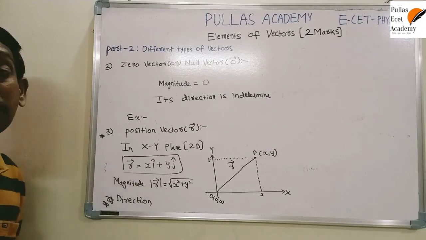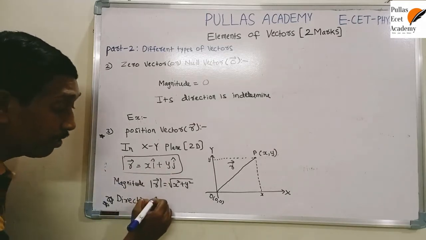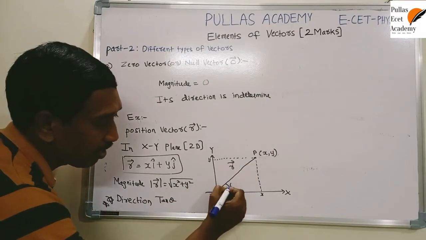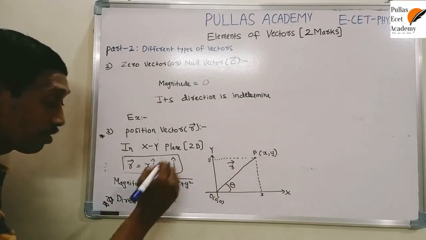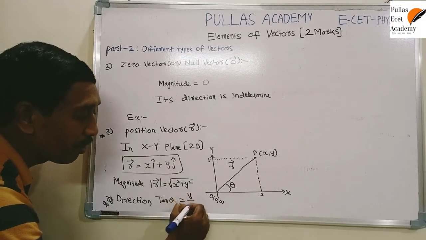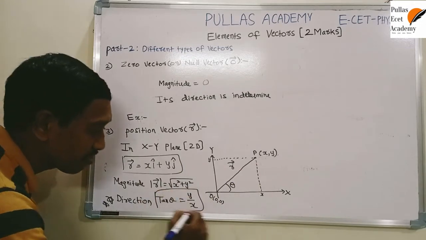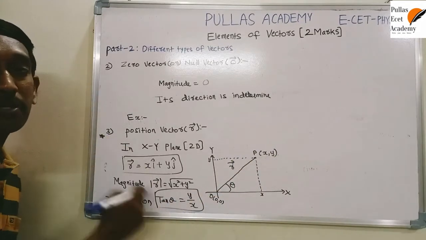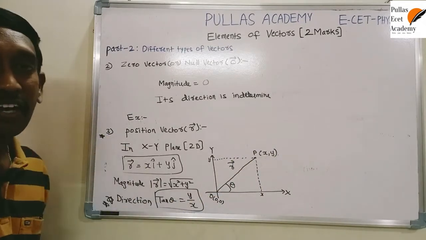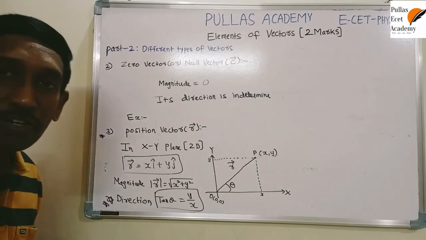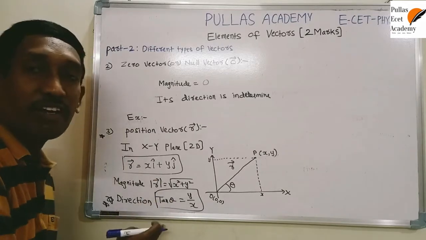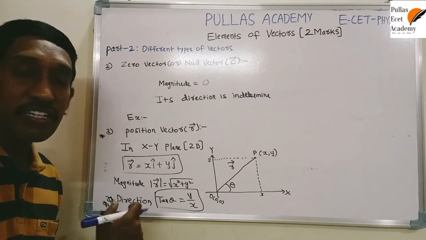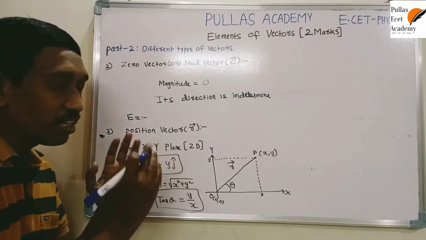What is the direction of the given position vector in the xy plane? It's represented by tan theta. Suppose this vector makes some angle theta with the x-axis. Then tan theta equals the y component by the x component. This expression gives the direction. The ratio of the x and y components is equal to tan theta. From the tan theta value, you get the theta value. The theta value indicates the direction. From this theta value, you understand the direction of the given vector.